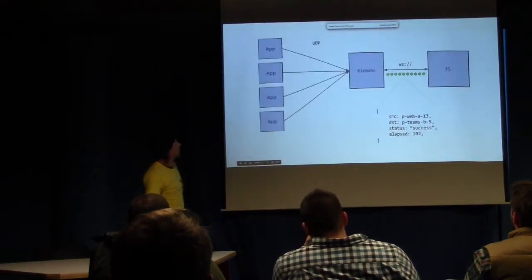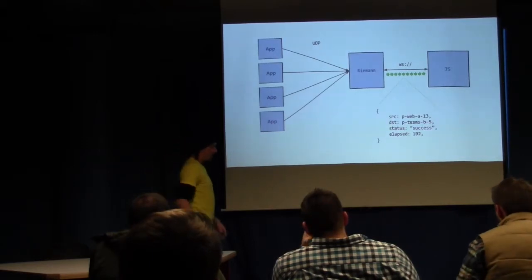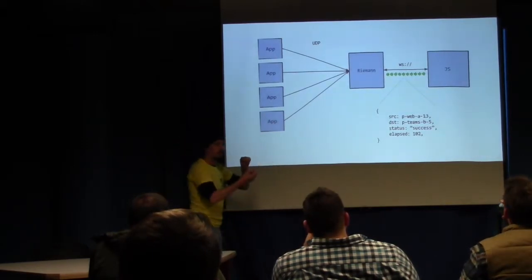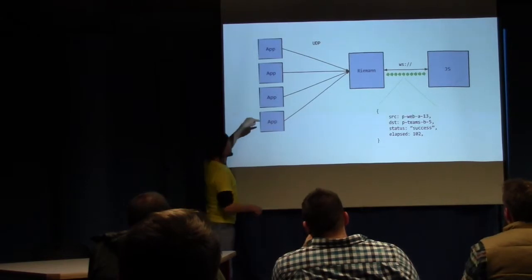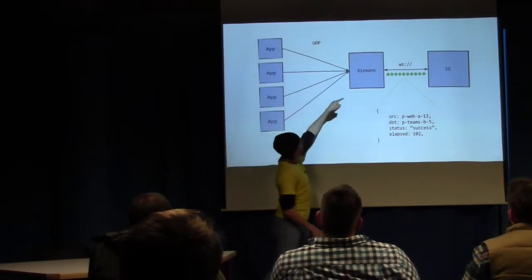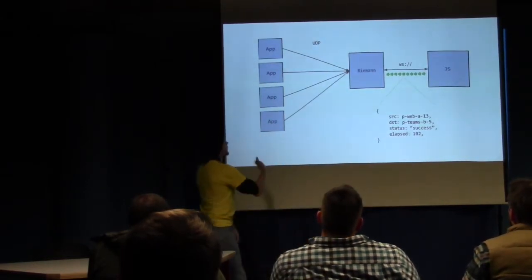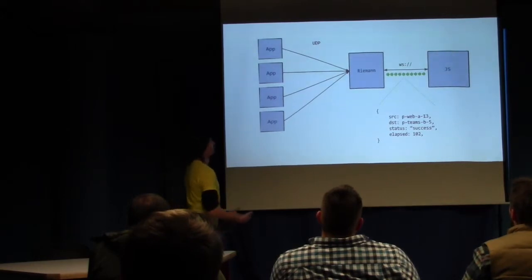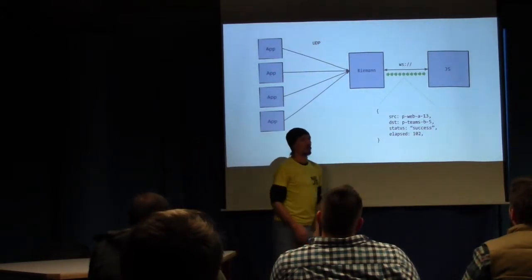All right, cool. So what's happening here is we have a whole bunch of applications, and every time they fire a request off to each other, they also fire a metric event that has some information. They use UDP, which is pretty quick, and they send it to a service we have called Riemann.